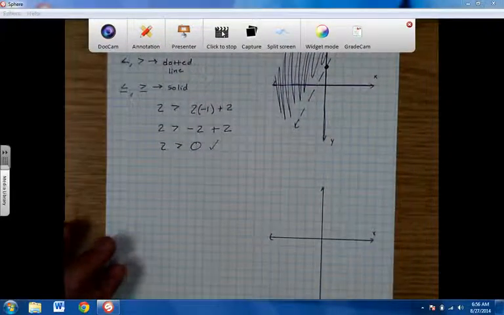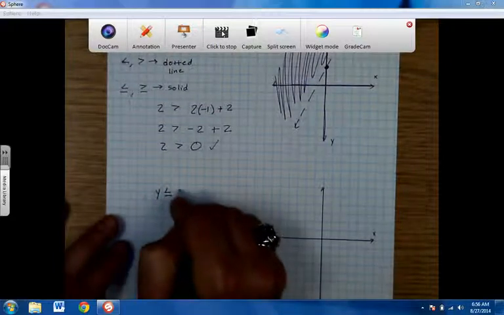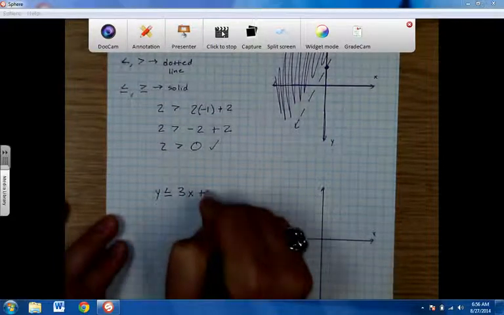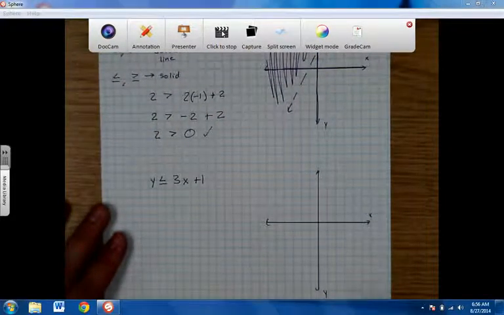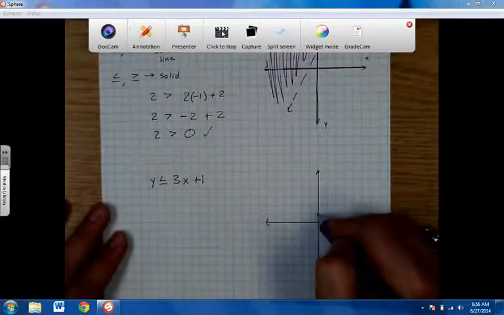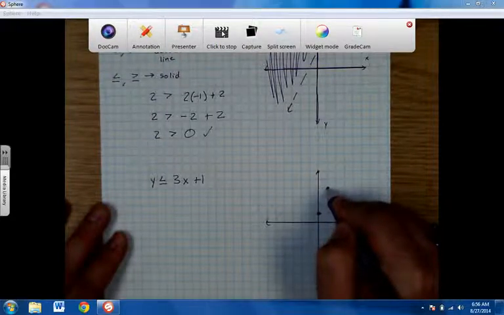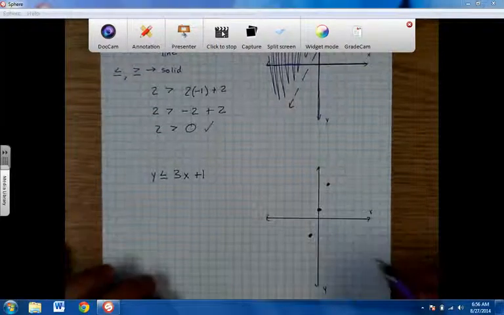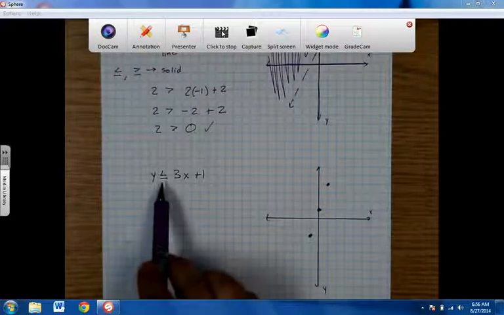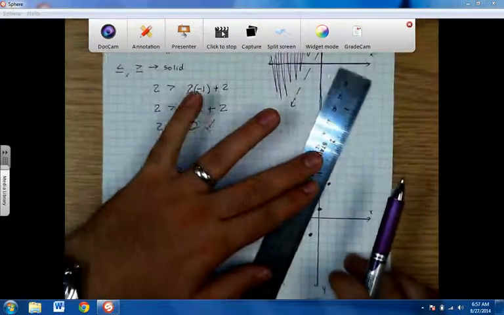Another example, y less than or equal to 3x plus 1. Once again, we're going to graph this just like we would a linear equation using the y-intercept and slope. Since this is less than or equal to, I'm going to have a solid line.